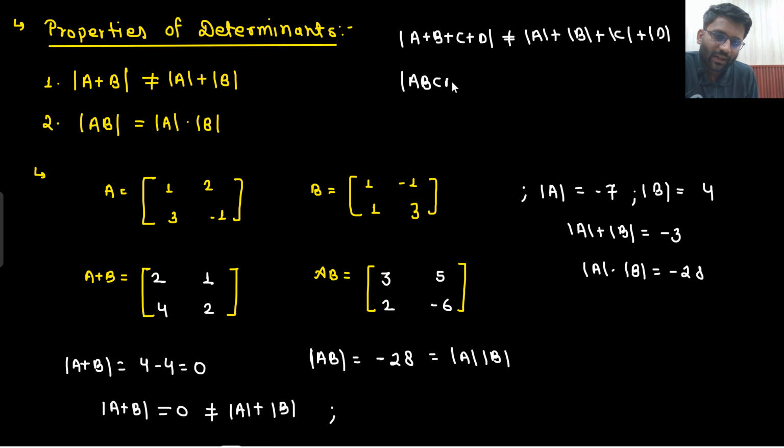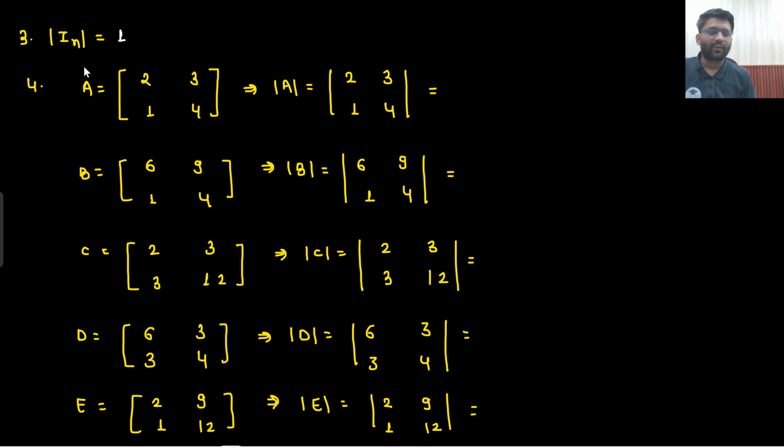But determinant of A, B, C, D would be equal to determinant of A multiplied with determinant of B multiplied with determinant of C multiplied with determinant of D. Is that clear to you? Okay. Then what was the determinant of the identity matrix? That was equal to 1. This we have already seen.